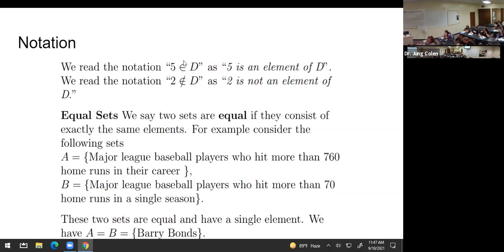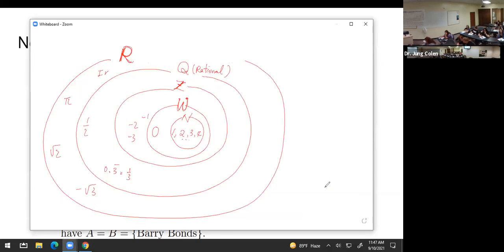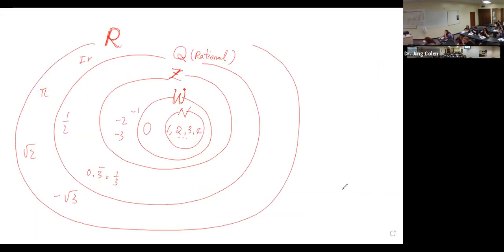So you need to know the notation here for elements. Later, we're going to talk about how we denote them between the sets. So for example, let's say set A has 1, 2, 3, and set B has 1, 2, 3, 4. Okay, so we know that 4 is an element of set B, right? 4 is not an element of set A, right?